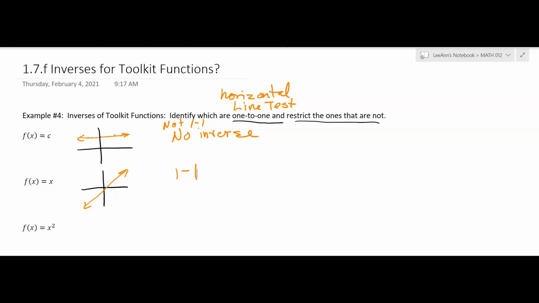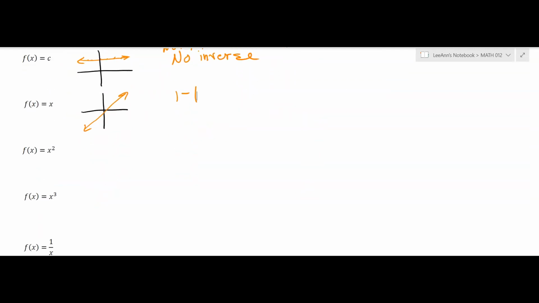Let's see. Okay. X squared. Well, that's our friend the parabola, the quadratic function, right? That does not pass the horizontal line test. It's not one-to-one. But we can restrict it. Now they usually restrict it. What they do is they kind of take out this part of the graph. So they say, all right, we can have f of x equals x squared. But if we want it to be one-to-one and we want to work with the inverse, then what we have to do is say x must be greater than or equal to 0.